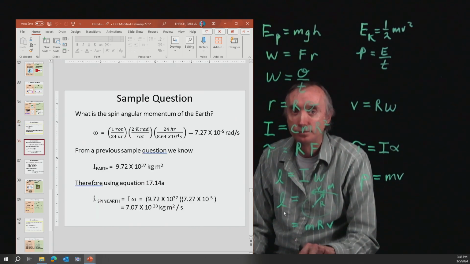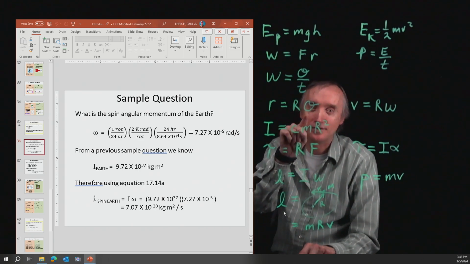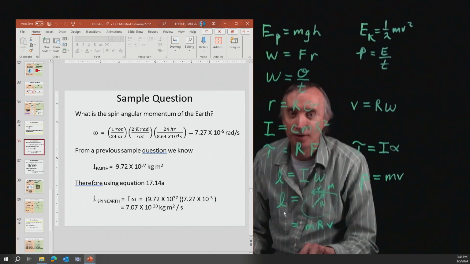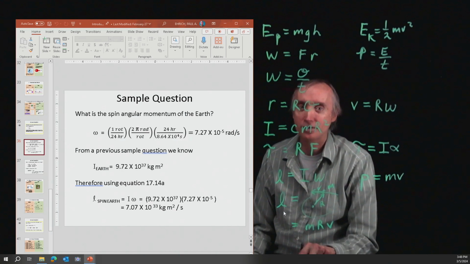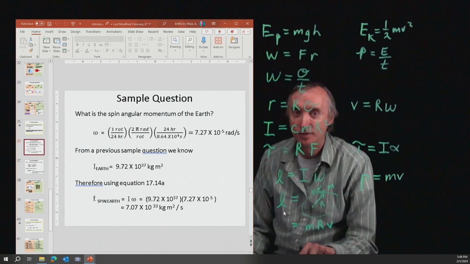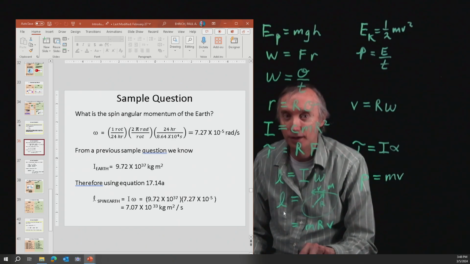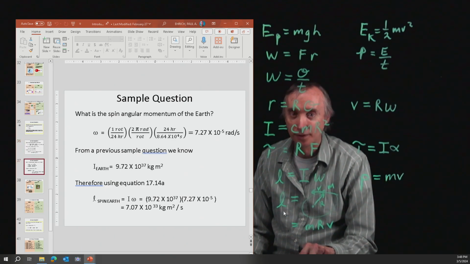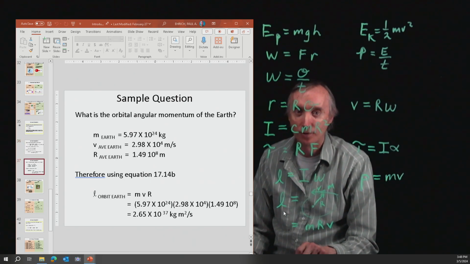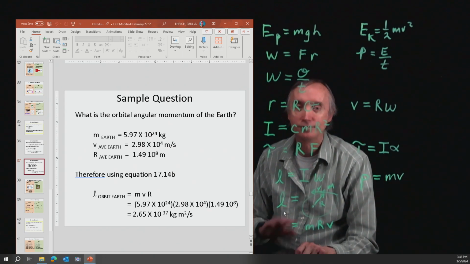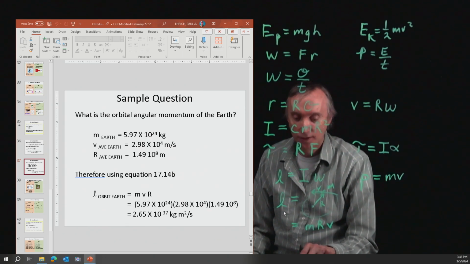And here's another one. Oh, that definitely would not be on the exam. So you absolutely, positively do not need to calculate the spin angular momentum of the Earth. And then what's the orbital angular momentum of the Earth? Don't worry about that. I just went a little crazy, so I'm sorry about that.